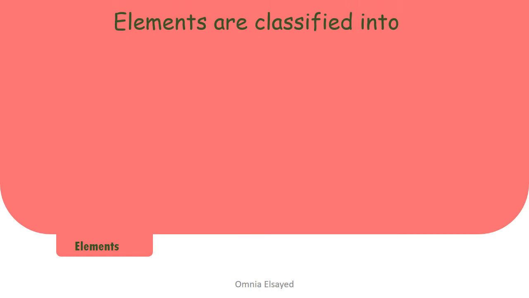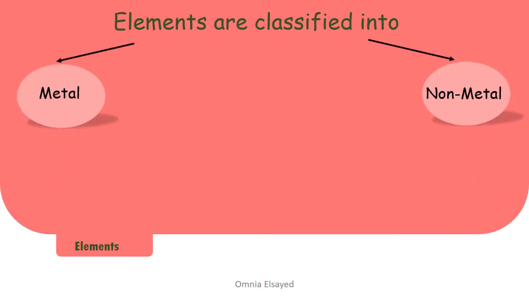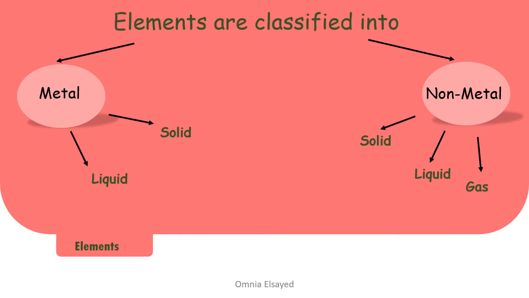Elements are classified into two groups: metal and non-metal. Metals are found in two states, solid and liquid, but non-metals are found in three states: solid, liquid, and gas.